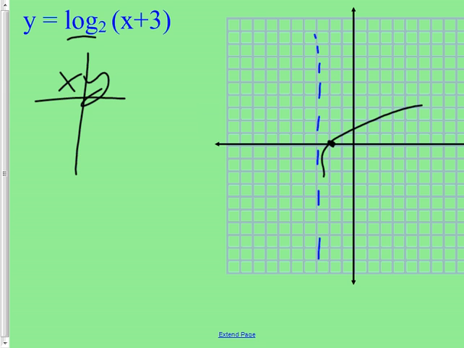Well, if I put in, what would be nice to have right there? 2. Right. Because if I had log base 2 of 2, that works out perfect. So a 2 is a great idea. If I put in a 2, what will the answer be? 1. 2 comma 1 should be on my graph. If I go over 2 and up 1, do you see that there is not a point right there?